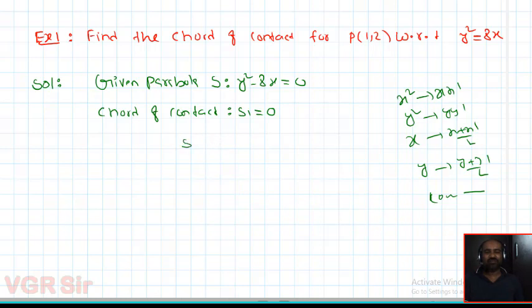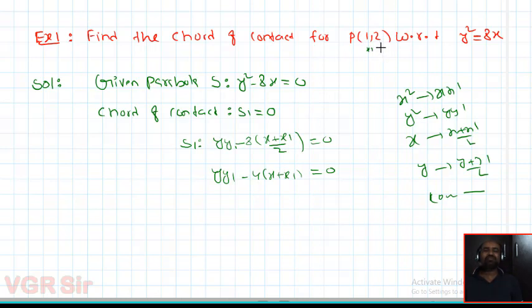That's why S1 in this example is y1 minus 8 times (x plus x1) by 2 equal to 0, or y1 minus 4 times (x plus x1) equal to 0. This is the equation of the chord of contact with respect to the point (x1, y1). But you want it with respect to the point (1, 2), so instead of x1 write 1, and instead of y1 write 2. So I get 2y minus 4 times (x plus 1). You can cancel the 2: y minus 2 times (x plus 1) equal to 0, or 2x minus y plus 1 equal to 0.